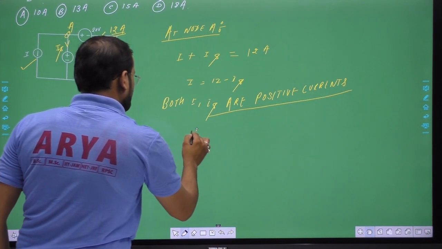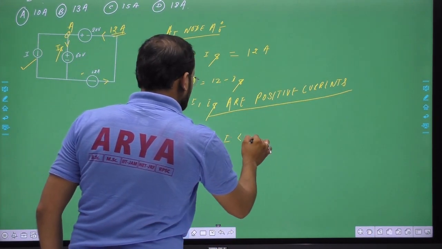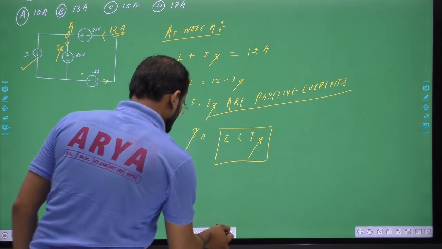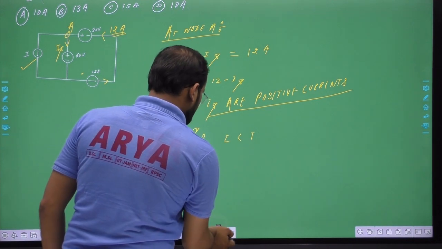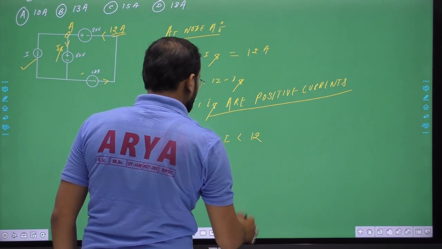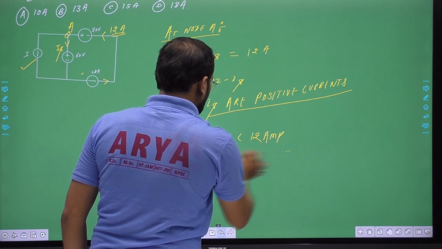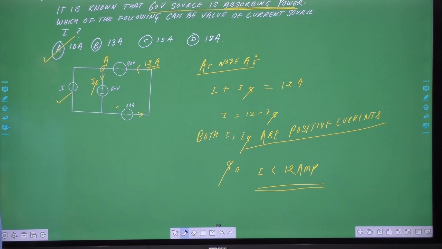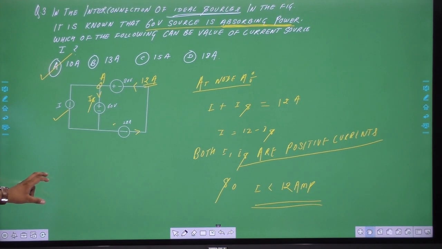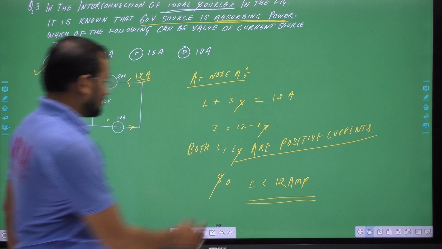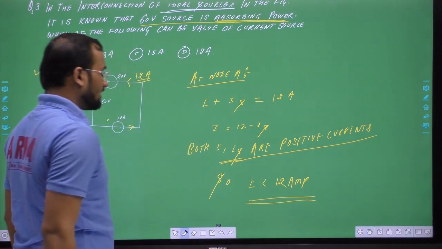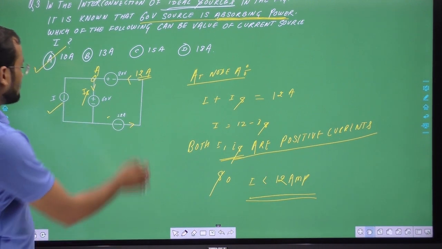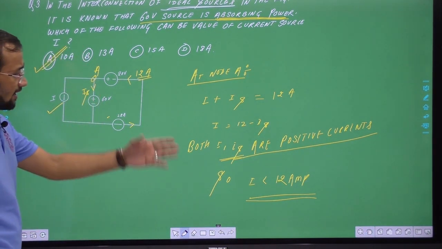So I will obviously be less than IS, and obviously less than 12 ampere. In the options given here, only one option is correct, 10 ampere. So our answer is 10 ampere. The concept is that as our currents I and IS are both positive, we can easily find the answer, because only 10 ampere is less than 12 ampere.